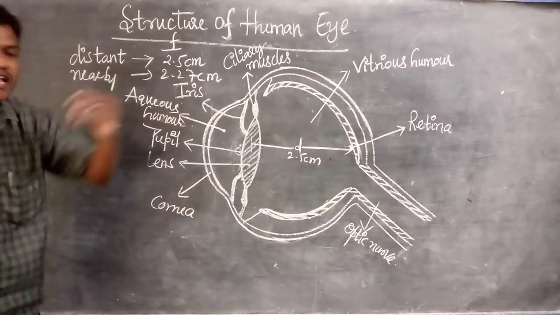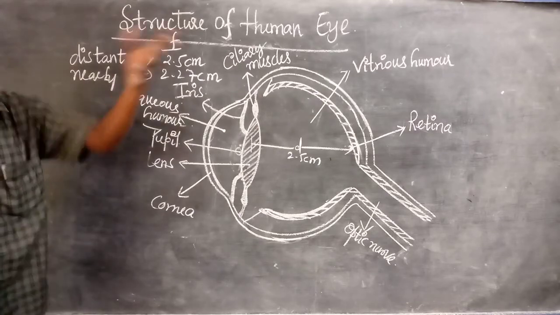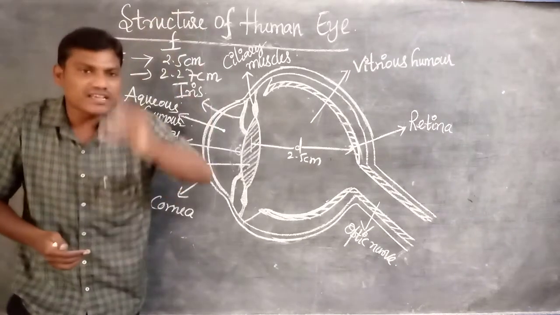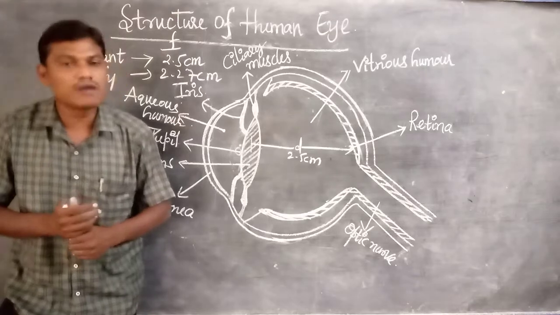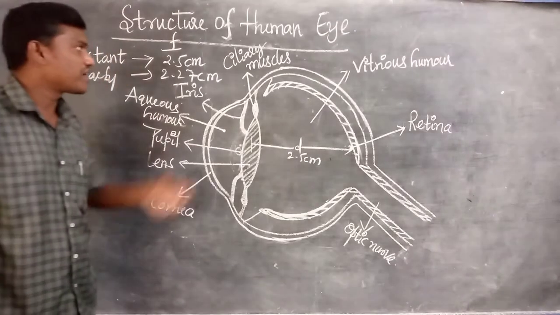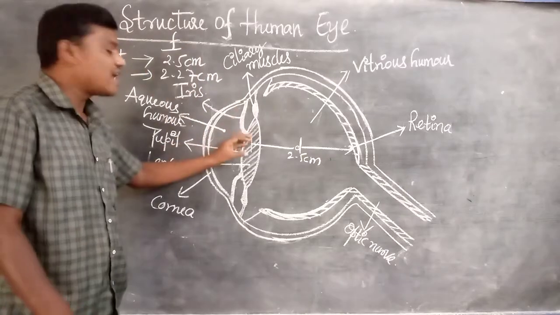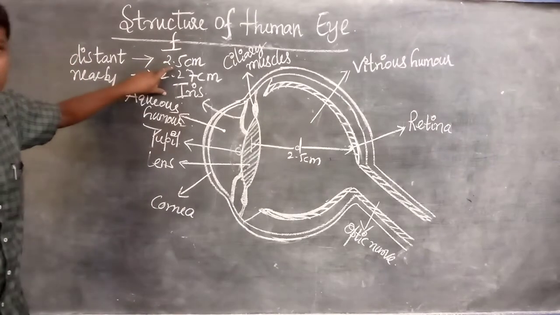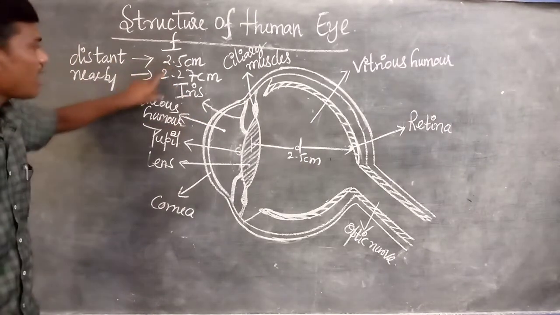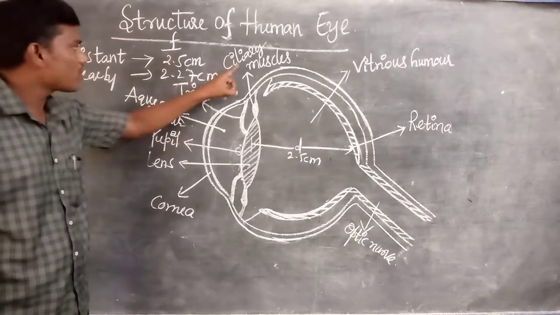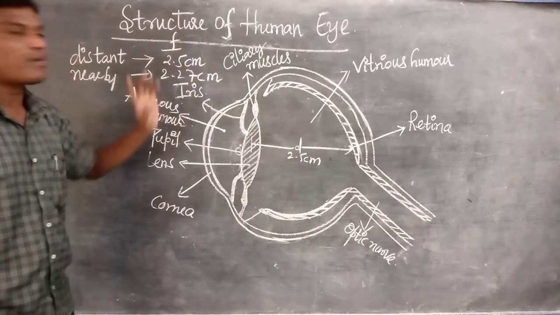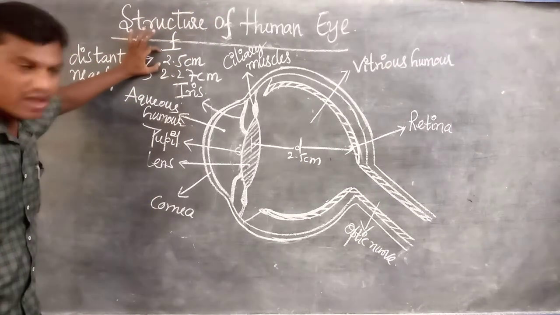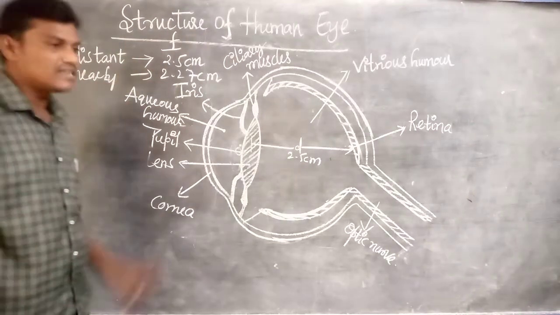This is called the power of accommodation. The adjusting of the focal length of the lens with the help of the ciliary muscles is called the power of accommodation. When you see a distant object, what is the focal length? 2.5 centimeter. When you see a nearby object, it is 2.27. So for a far object it is 2.5, for a near object 2.27. That's why when you see a distant object, the focal length is maximum, and when you see a near object, the focal length is minimum.